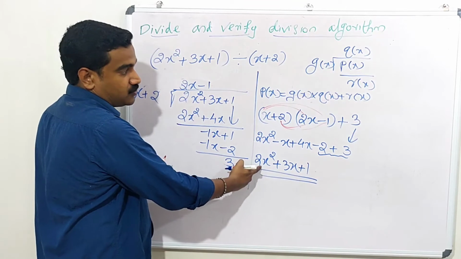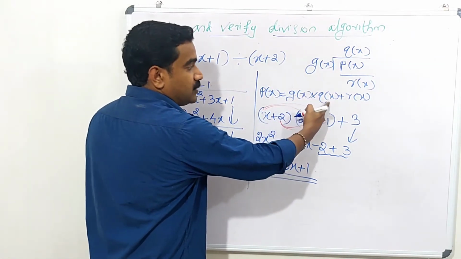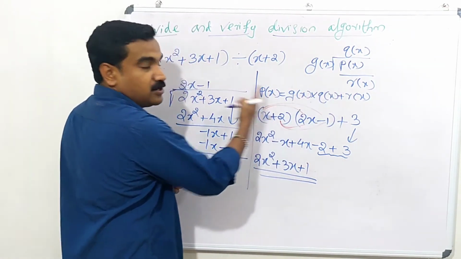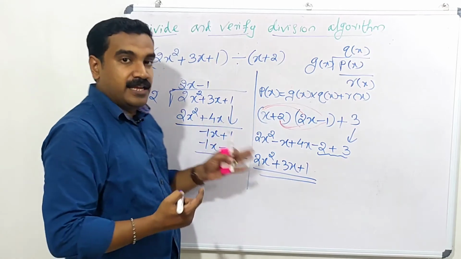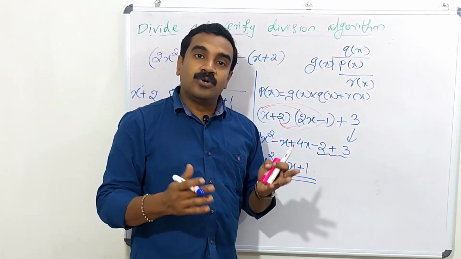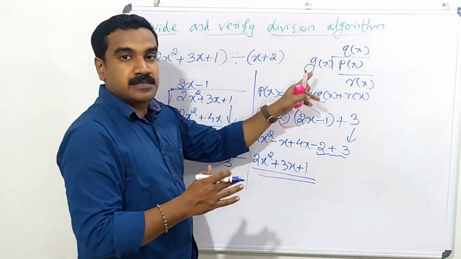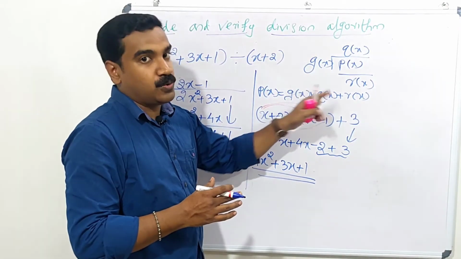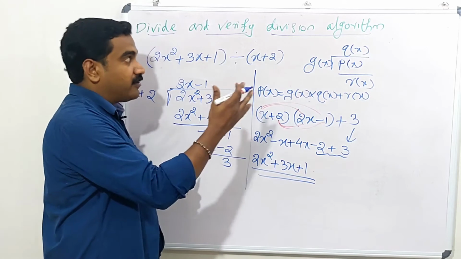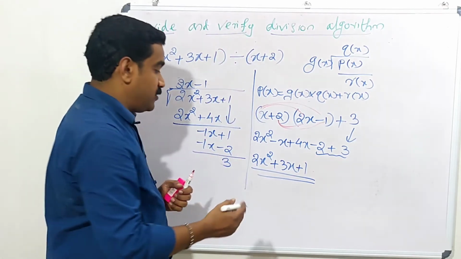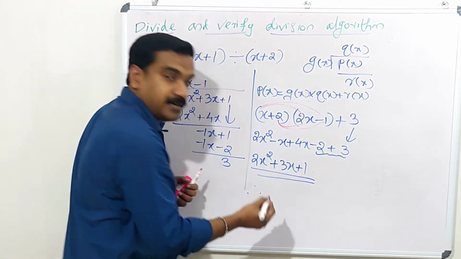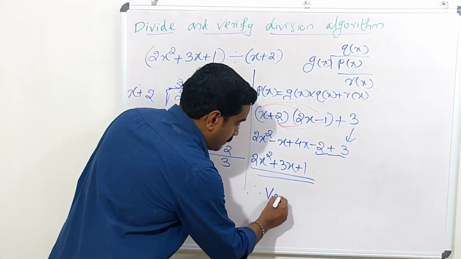Now you got the dividend. So when you multiply g of x into q of x plus r of x, you will get p of x. That is, dividend is equal to divisor into quotient plus remainder. So you can write p of x equals g of x into q of x plus r of x. Therefore our division algorithm is verified.